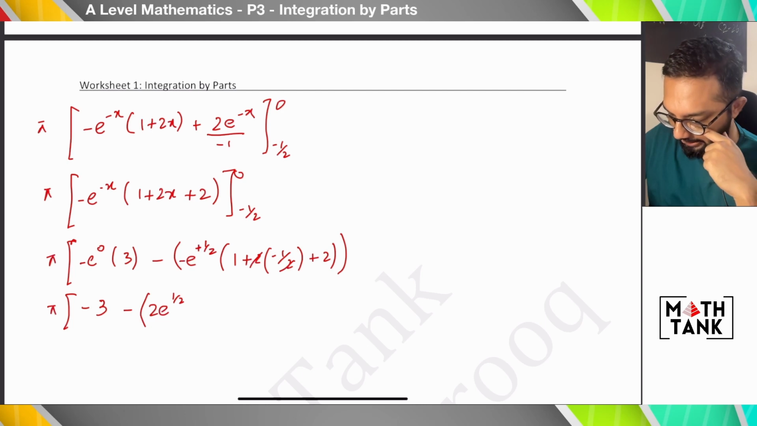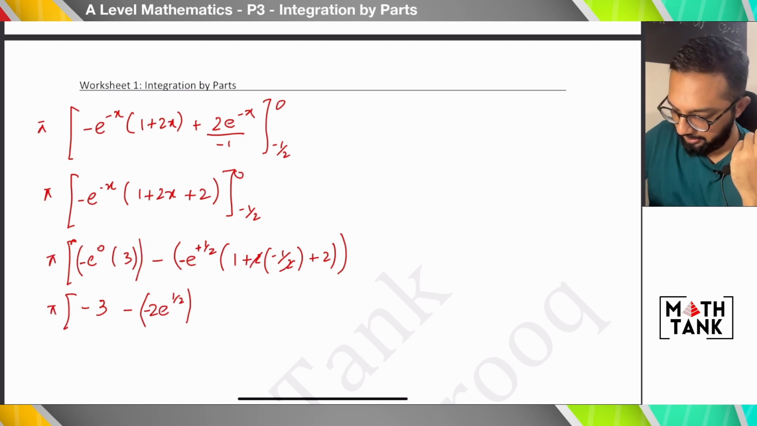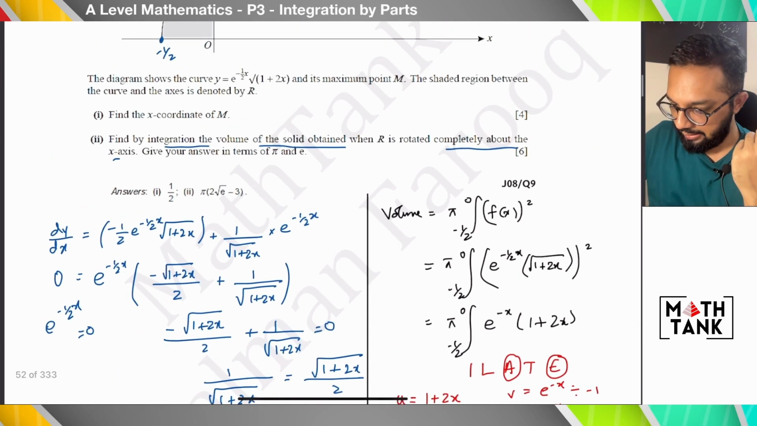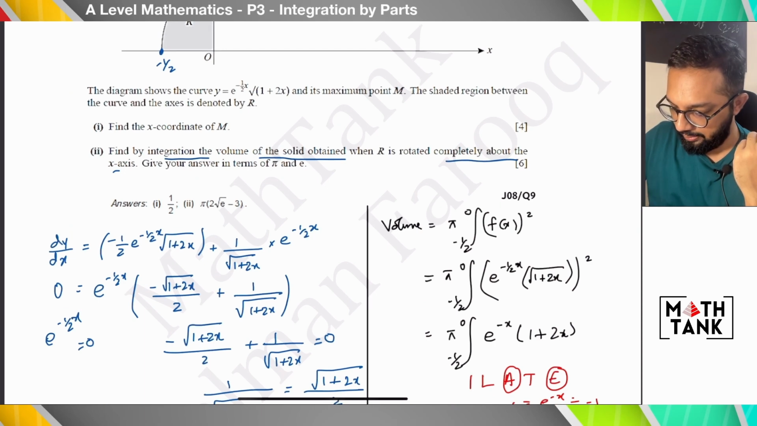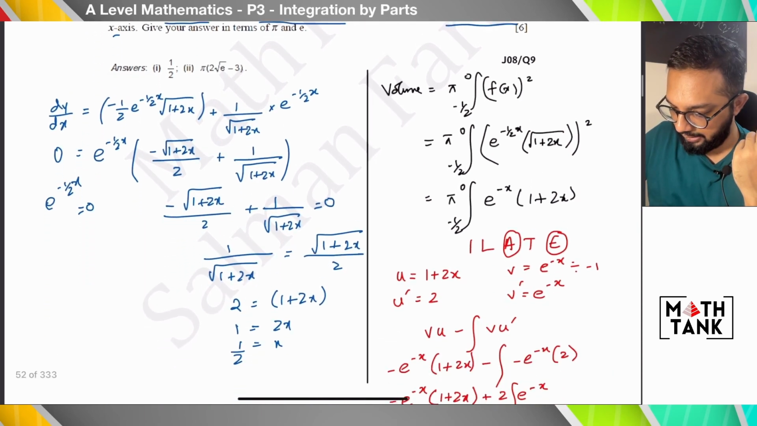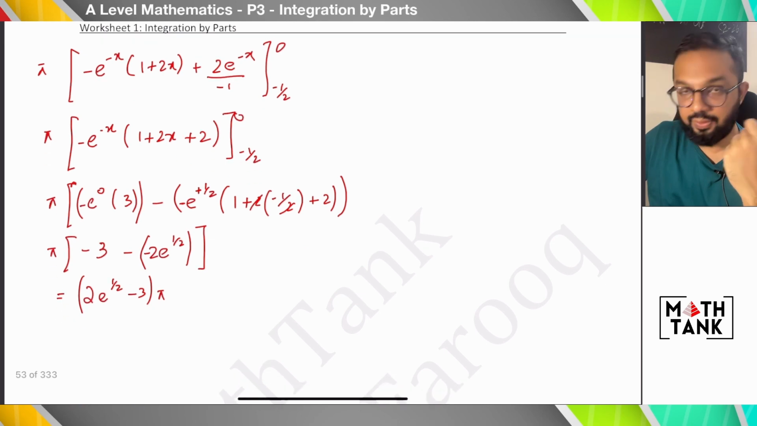And there's a minus here as well, right? That's something that I missed. That's the upper limit and that's the lower limit. So this becomes 2 e power half minus 3 pi. Let me check if that is the correct answer. 2 e power half minus 3 into pi. Yeah, I have the correct answer.